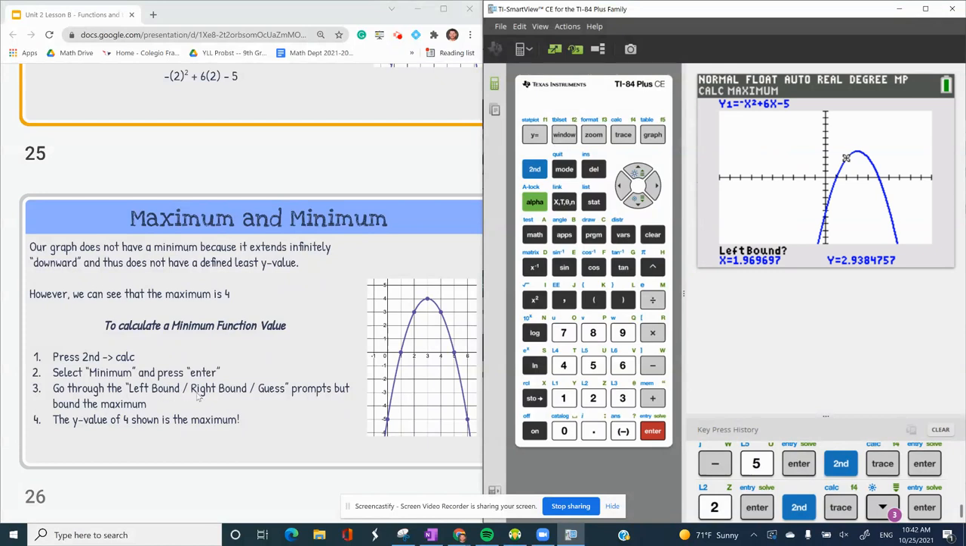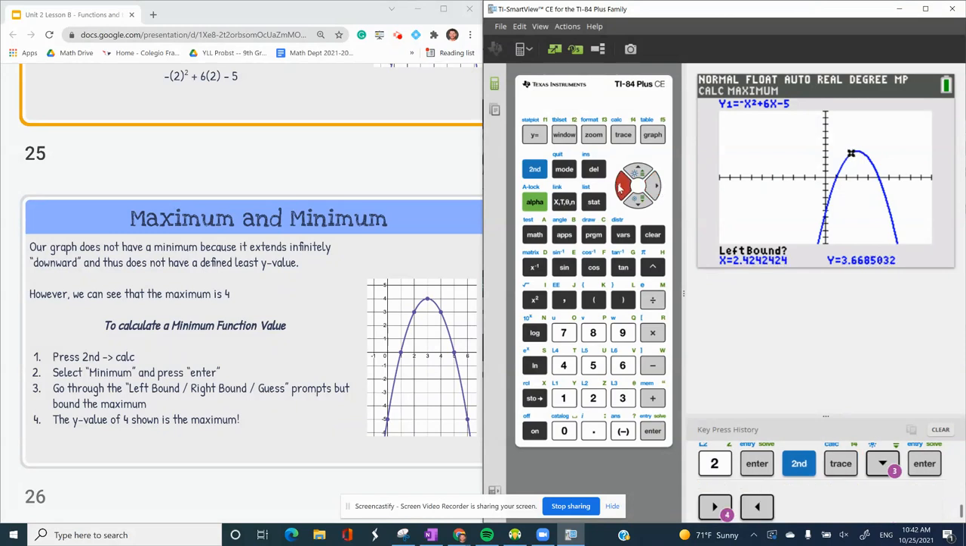And it asks us these 3 questions. It says left bound. It's saying, put the cursor anywhere to the left of our maximum. We can use the left or the right arrows to simply move our cursor. Right there is the maximum. We want to go to the left of the maximum. That's called left bound, when we place our cursor just barely to the left of our maximum. And then we choose enter.